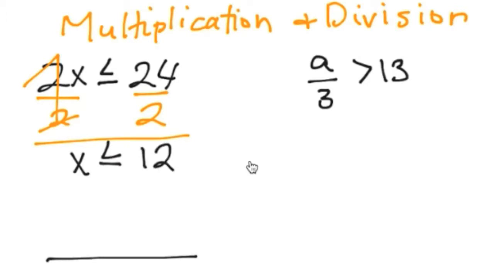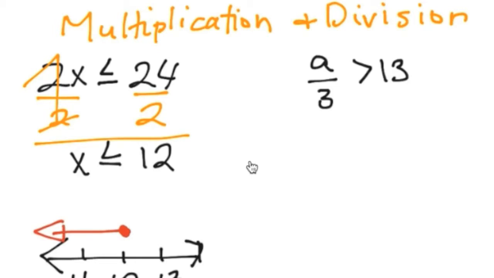And we can graph that on the number line. Do a number above, a number below, and we're going to do a closed circle because 12 is also a solution. We have that equal to. So x is less than or equal to 12. So it goes down like this.